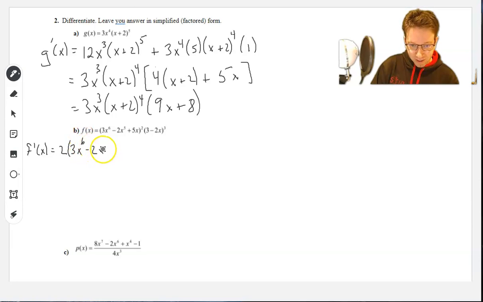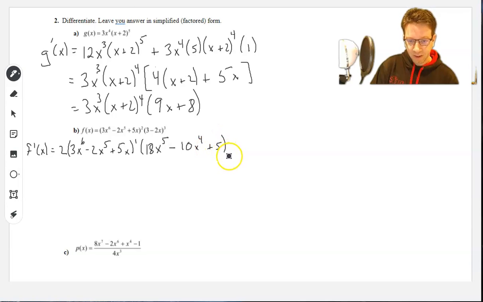Don't change anything. Subtract 1 from the exponent, so there's just a 1 now. Times by the derivative inside of the bracket. Okay, so it's a polynomial, so we're going to do multiple power rules here. So 6 times 3 is 18. X, subtract 1 from the exponent, minus 5 times 2 is 10. Again, subtract 1 from the exponent, and then we have 5x, so plus 5. And then we have to leave the second bracket on its own as part of our product rule.